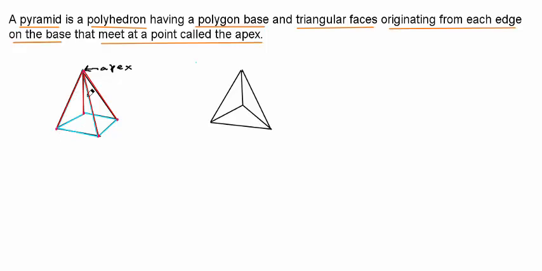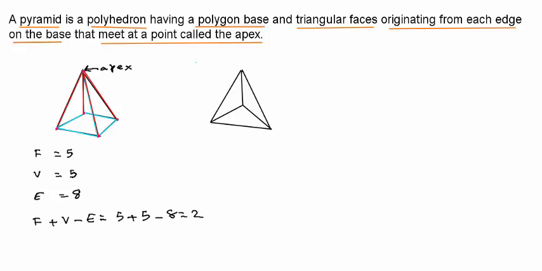So if you look at the square pyramid, the number of faces is 5, the 4 triangles and the square base. So F is equal to 5. The number of vertices is equal to 1, 2, 3, 4, 5. So V is also 5. And the number of edges is equal to, you have 1, 2, 3, 4, and the 4 edges on the square base. That makes it 8. So if you do F plus V minus E, you get 5 plus 5 minus 8, which is 2.